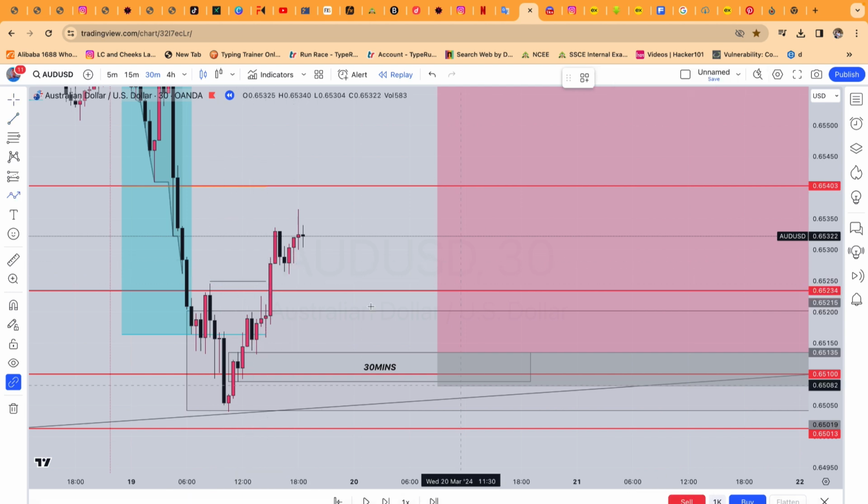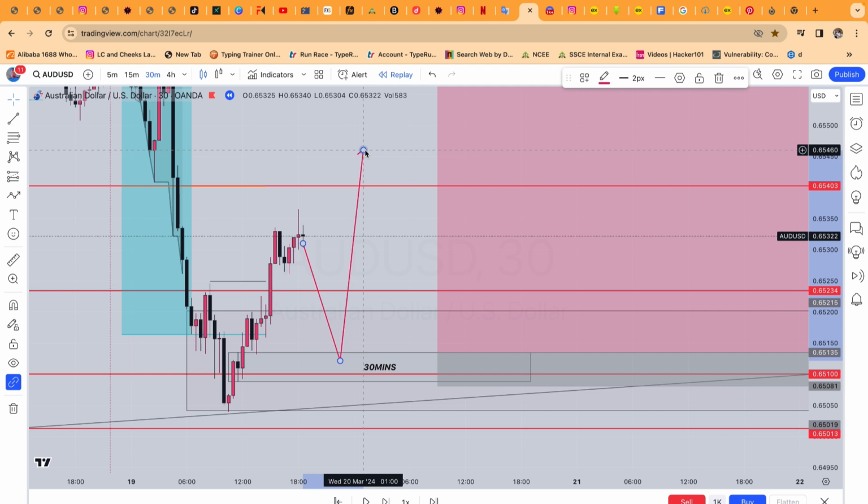The next thing we should be doing is what? Allowing price to come back to fill, and then bounce upward. That is exactly what price did. Let me show you, play on this.